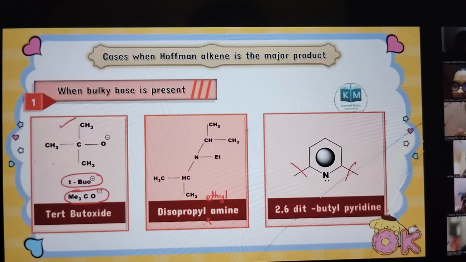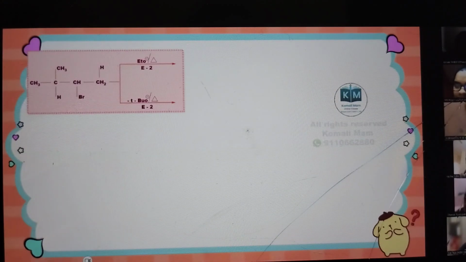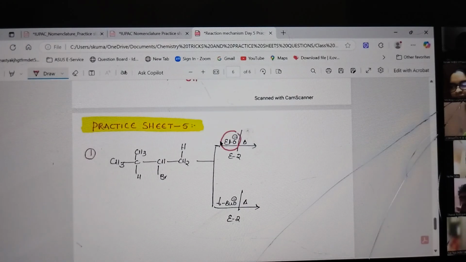Clear? Done? Very good. Now, whenever you see these bulky bases, what you have to do? The question is already there, no need to copy. When you have these bulky bases, first take the small base as usual and write two products. E2 reaction means, for example, one H and one Br you remove, one product. See how I am going to do.